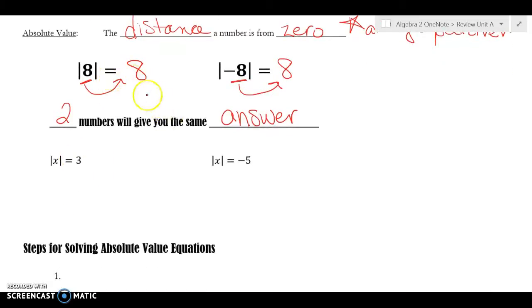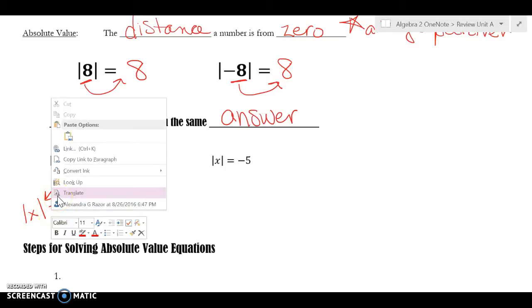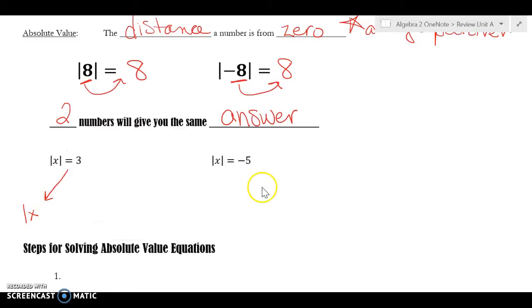Here I have the absolute value of x is 3. Well, there's two things that can give you that. A positive 3 can give you that, and a negative 3 can give you that. Two things will give you the same answer. So we will always break it down where you have a positive answer and then a negative answer, because there's two things that will work.